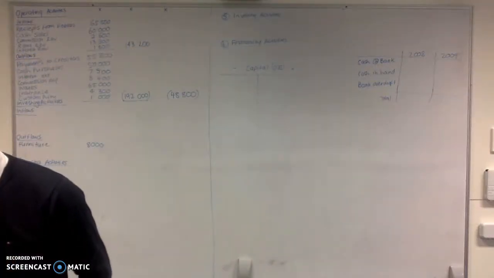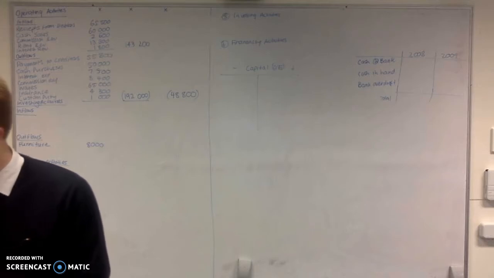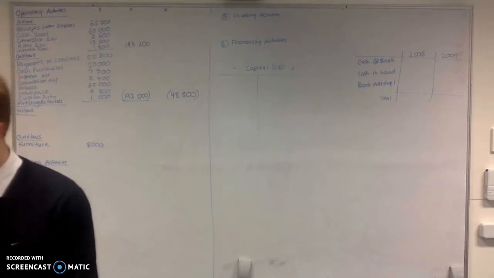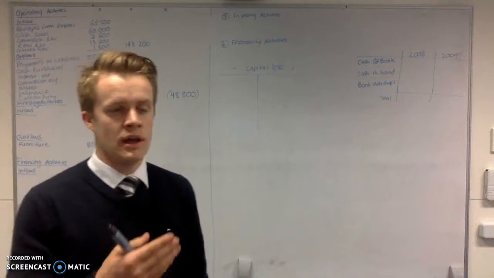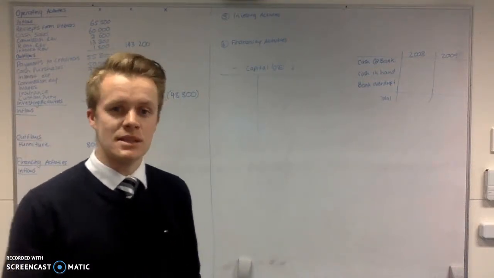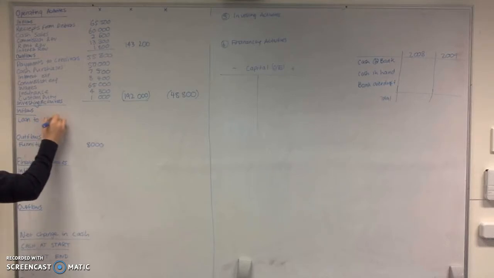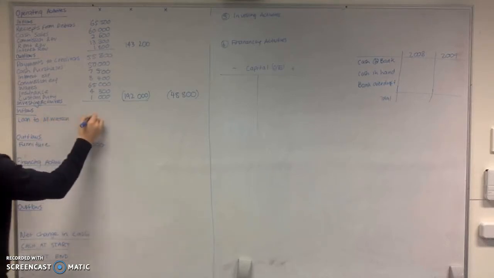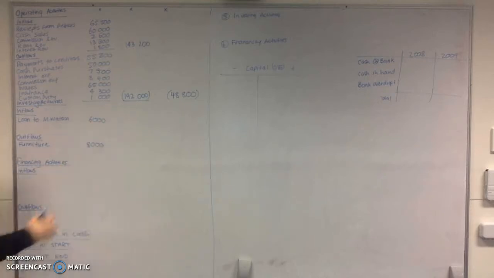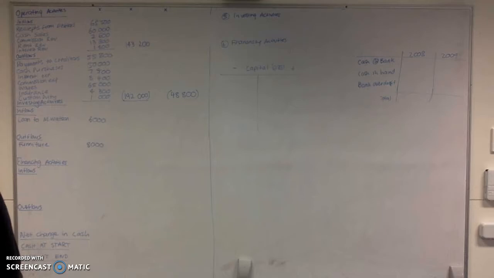Loan to M. Watson. The business had a loan to M. Watson worth $17,000 in 2008, and a year later it's worth $11,000. So what's happened here? Well, M. Watson has actually paid the business some money. He's paid the business $6,000. So that's an inflow of cash. $6,000.